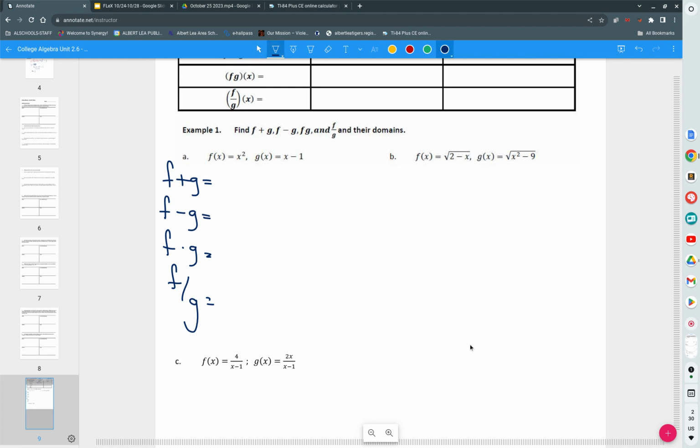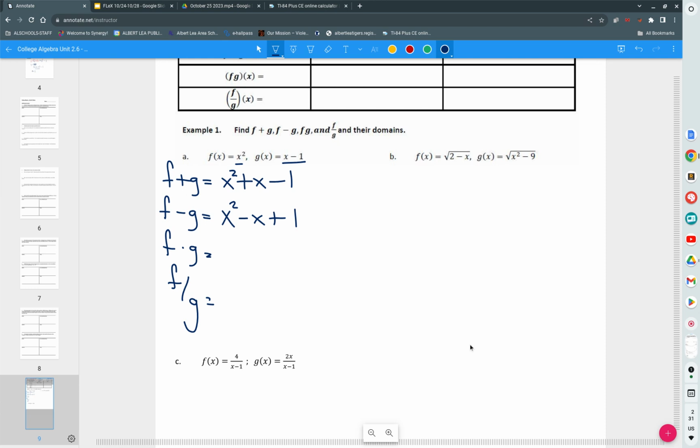So when I add them together, I just take x squared and I add x minus 1. Are there any terms you can combine? No, so it's just x squared plus x minus 1. If there were terms you could combine, then you combine them. What do you get if you subtract those two things? x squared minus x plus 1. How did you get the plus 1? Because you distribute the negative, the subtraction sign, all the way through. Good.